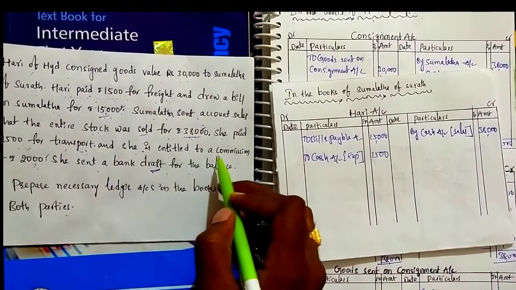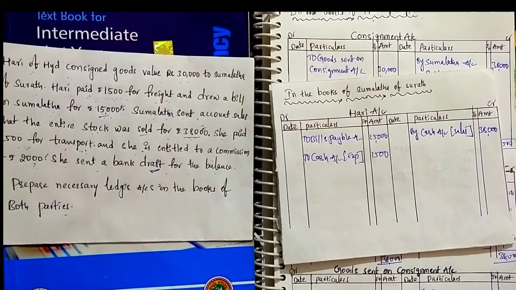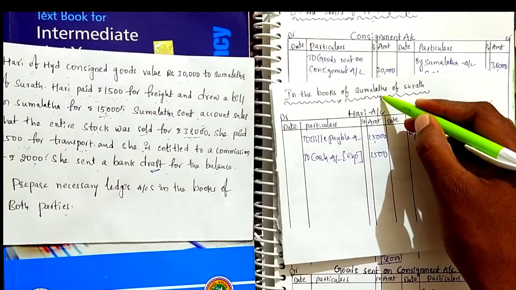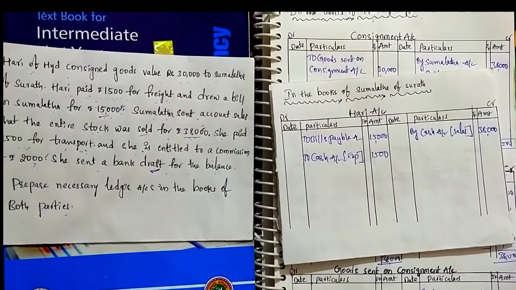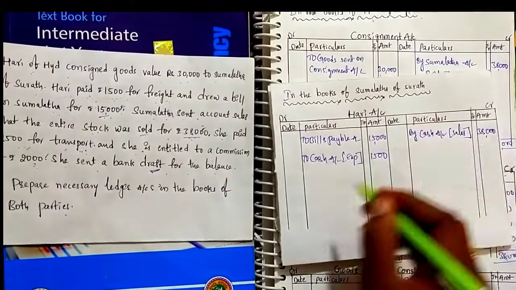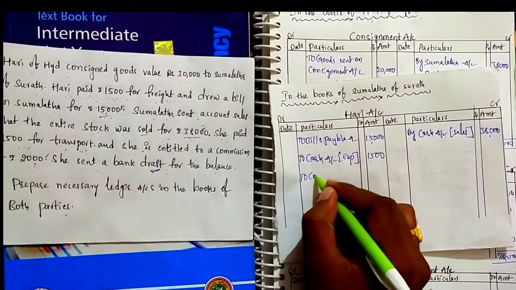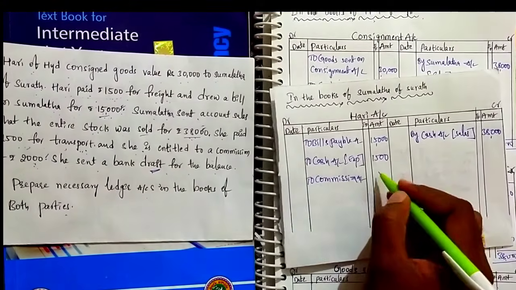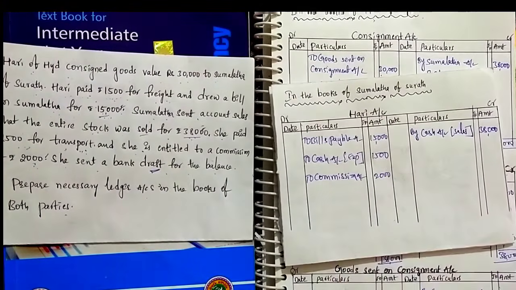Next, she is entitled to a commission of 2,000. 2,000 commission is income to Sumalata. This is a major income source to Sumalata. So at the time of incomes, all incomes will be credited. So commission account is credited, Hari account is debited. So we have to write on the debit side to commission account. How much? 2,000 rupees.